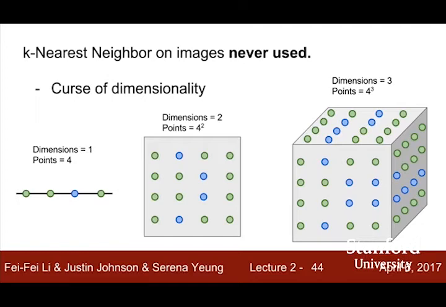So if we're in 1 dimension, then you maybe only need 4 training samples to densely cover the space. But if we move to 2 dimensions, then we now need 4 times 4 is 16 training examples to densely cover this space. And if we move to 3, 4, 5, many more dimensions, the number of training examples that we need to densely cover the space grows exponentially with the dimension.